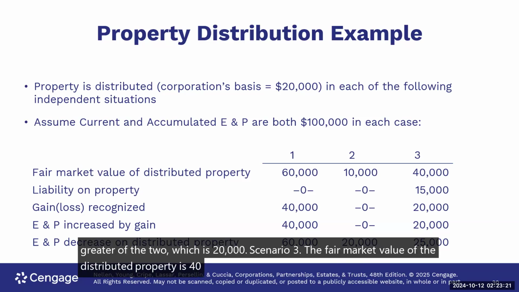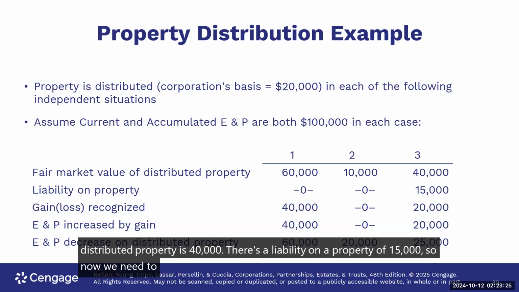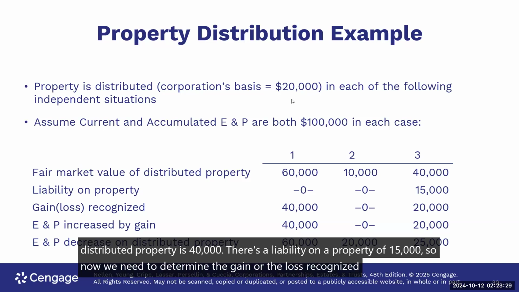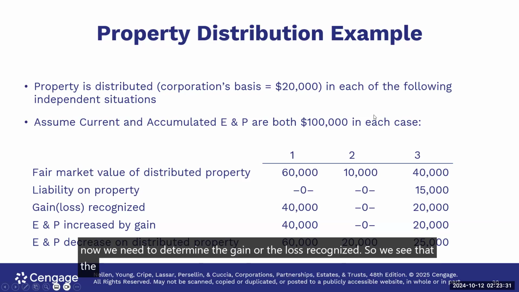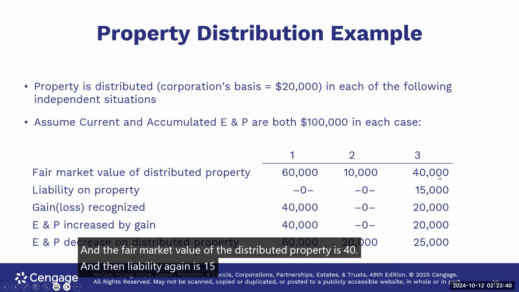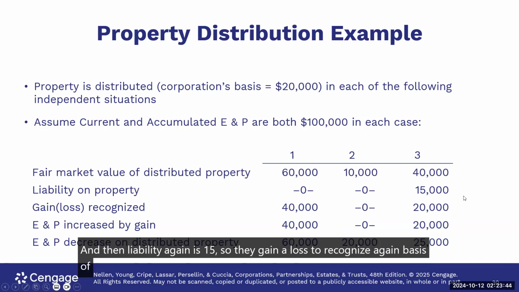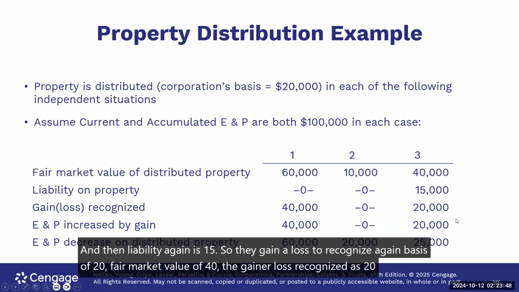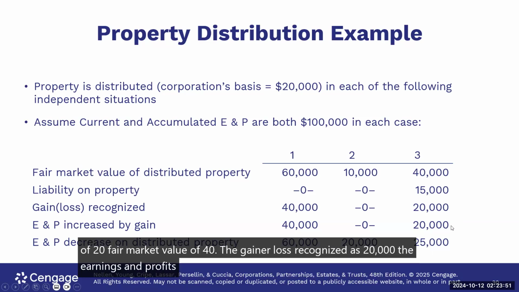There's a liability on the property of 15,000. So now we need to determine the gain or the loss recognized. So we see that the corporation's basis is 20,000 and the fair market value of the distributed property is 40. And then the liability again is 15. So the gain or loss recognized, again, basis of 20, fair market value of 40, the gain recognized is 20,000. The earnings and profits is increased by the gain of 20,000.